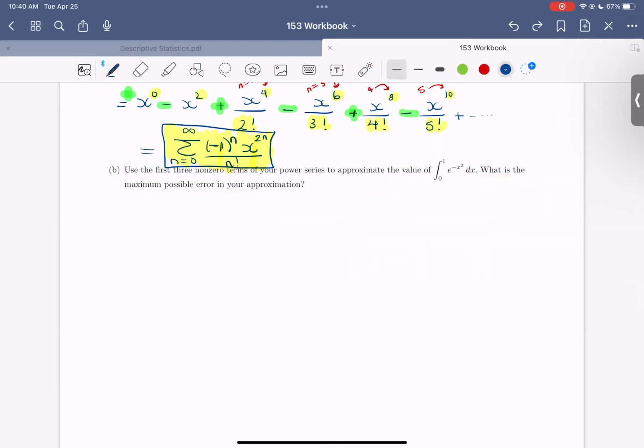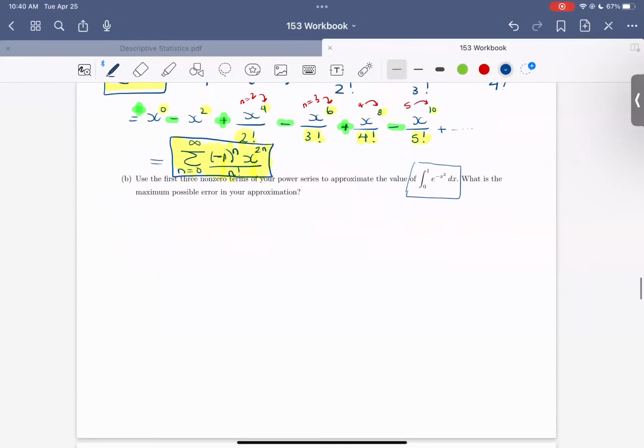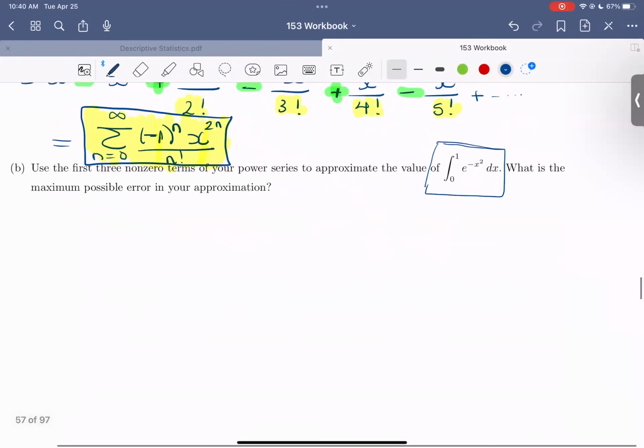And first, just consider that integral of 0 to 1 of e to the negative x squared dx. Okay, so in order to compute this antiderivative of e to the negative x squared, we might have to use some heavy machinery. But because we found this series in part A, we can just integrate this series instead of integrating this function and using some other integration methods. We can just easily compute the integral of each term of the series.